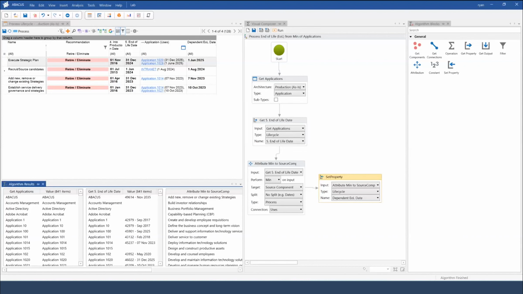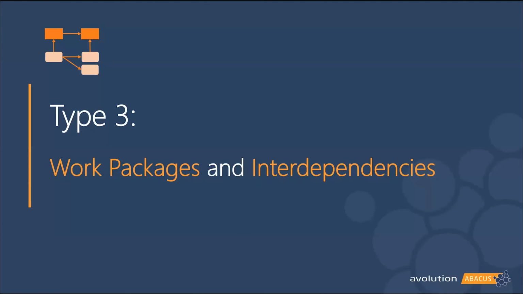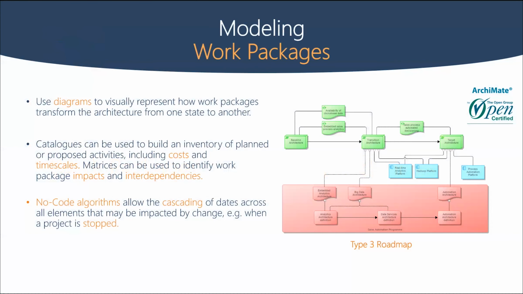Thanks, Ryan. That's a great overview of time and the type 2 roadmap there. So let's now take a look at the type 3. With the type 1 and the type 2, we've seen the what and the when of roadmaps, and now we're going to take a look at the how, or again, the type 3, which focuses a lot on work packages and interdependencies. So generally, what we mean when we say type 3 and the how type roadmap, we'll be looking at how we implement the changes and how the changes will impact other components.